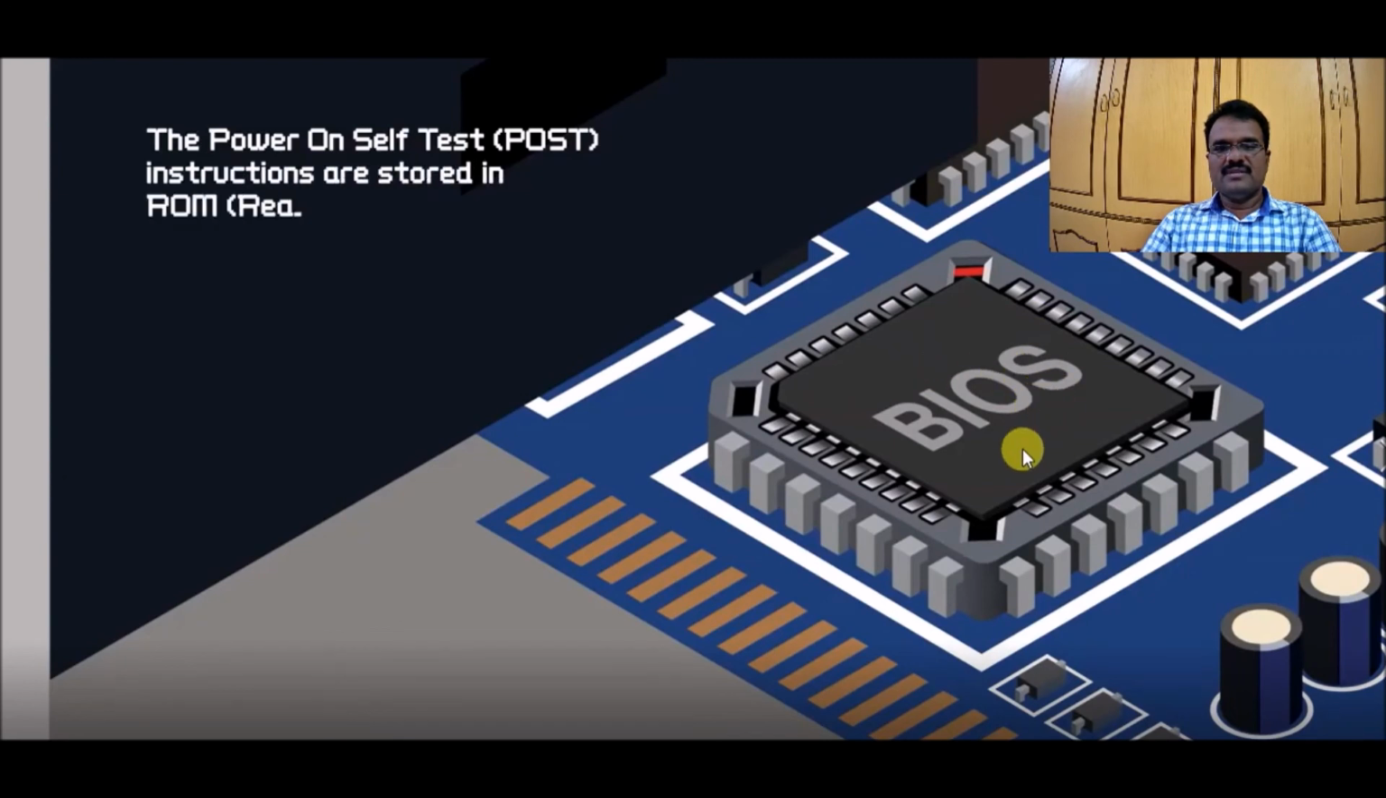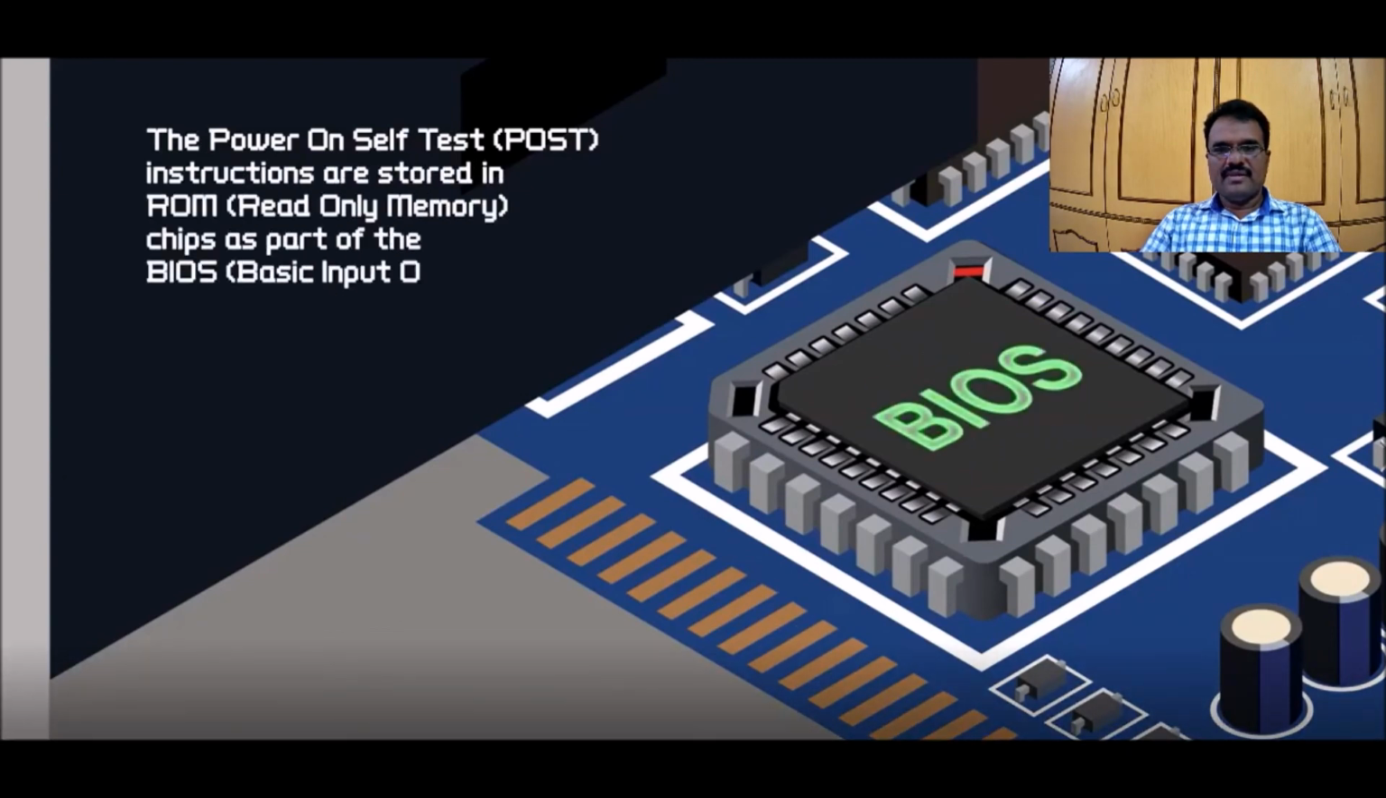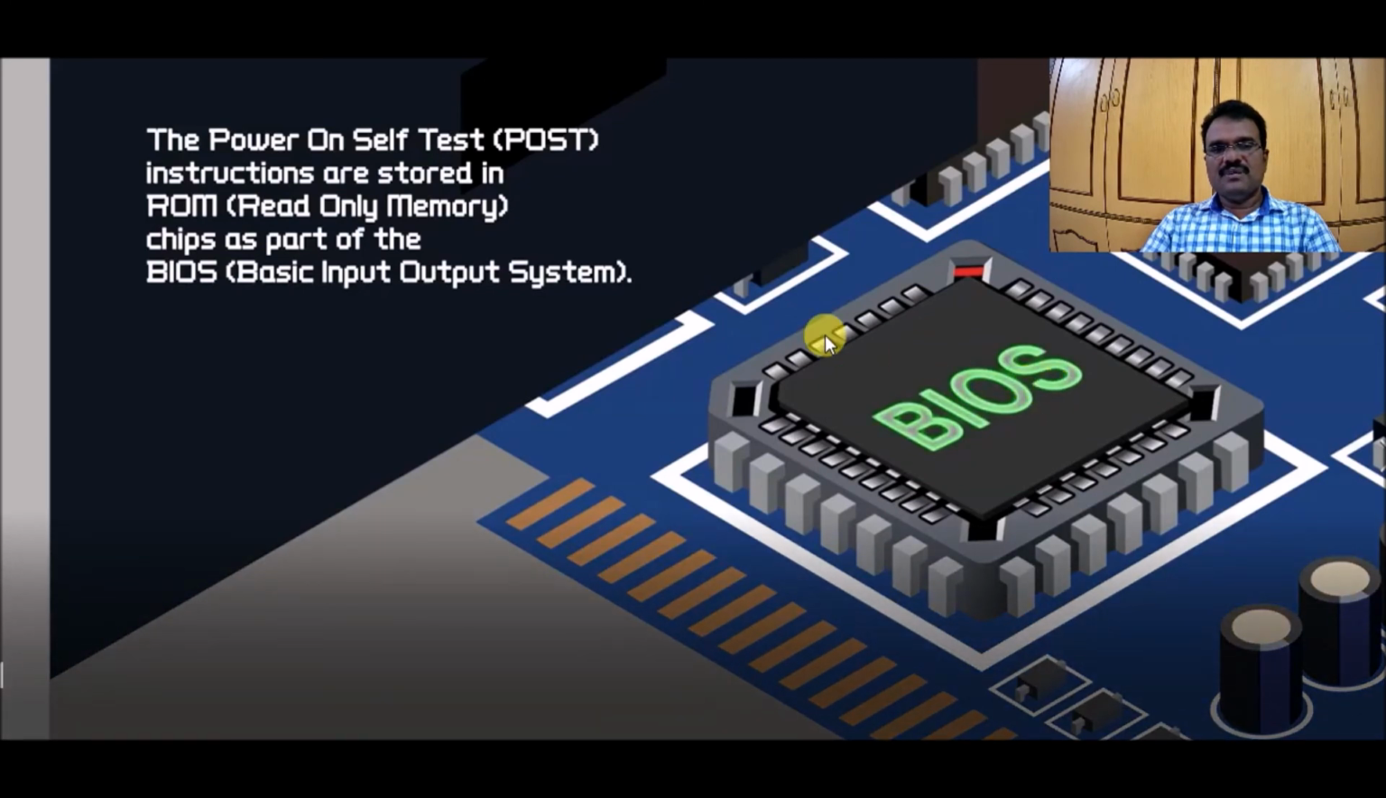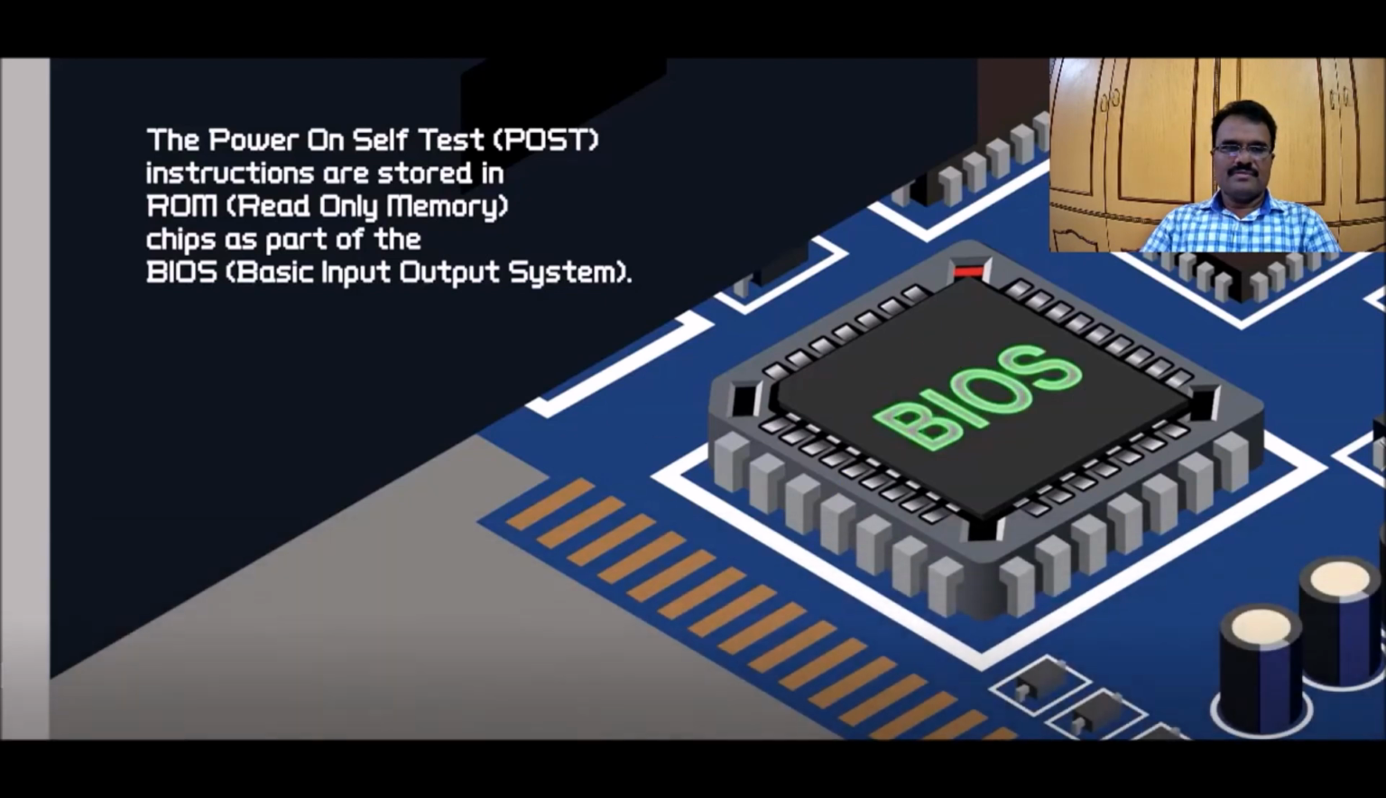This BIOS is nothing but basic input and output system, and it performs the power-on self-test, the first instruction in the BIOS. This BIOS is stored in the form of ROM. The instructions are stored in the ROM, that is nothing but read-only memory. It is a read-only memory chip as a part of the basic input output system. Generally, this is available on the motherboard. So this is the BIOS, basic input output system. It is in the form of ROM stored in the read-only memory on the motherboard.